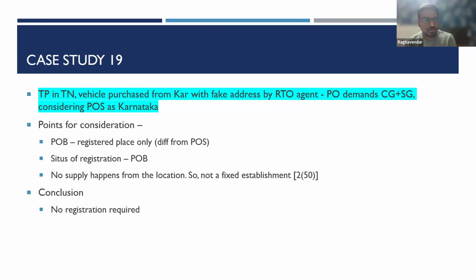My view, no, the RTO registration address cannot be taken as a fixed establishment because no substantive business is happening. All the vehicle movement, everything happens only in Tamil Nadu, nothing in Karnataka. Only the purchase happened in Karnataka. So my understanding is it will not be treated as a place of business. Registration is not required.